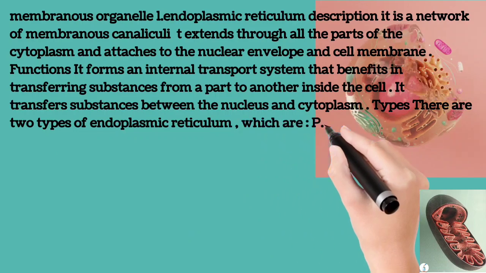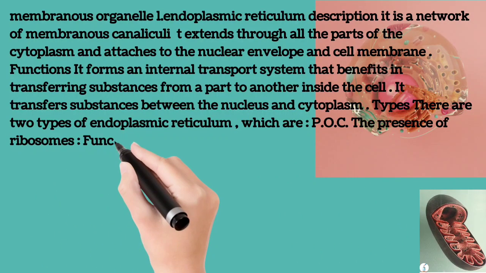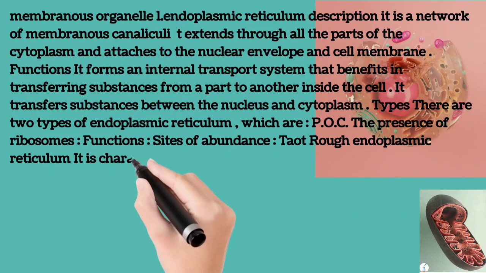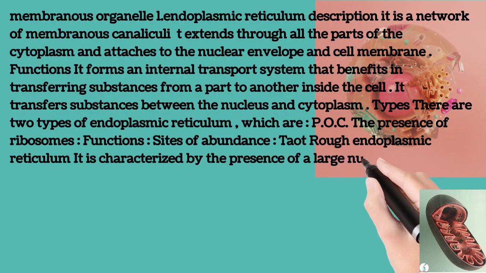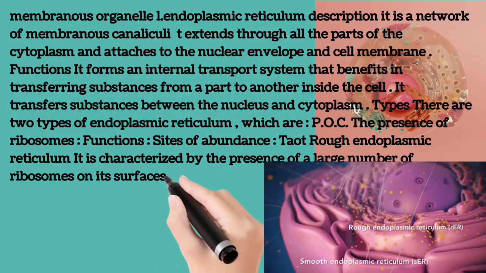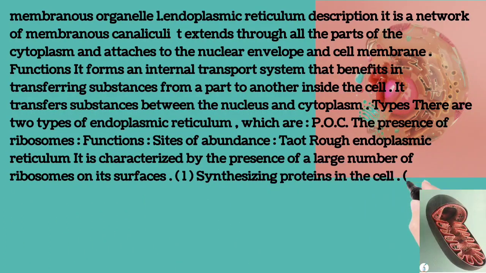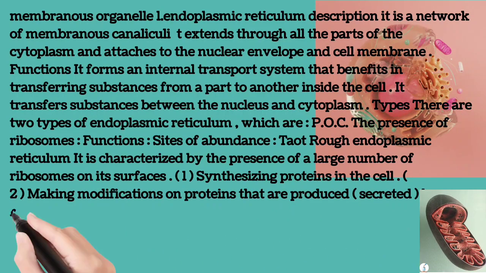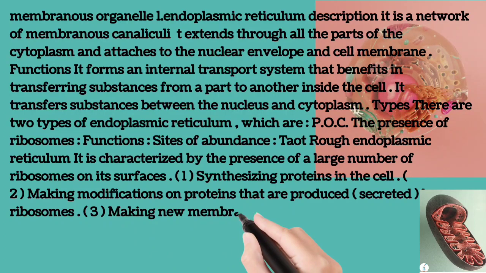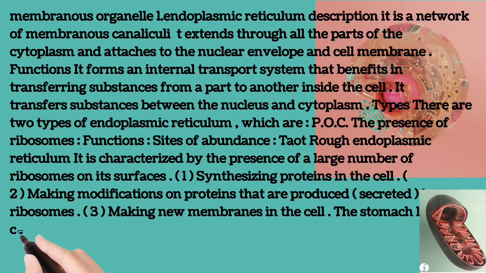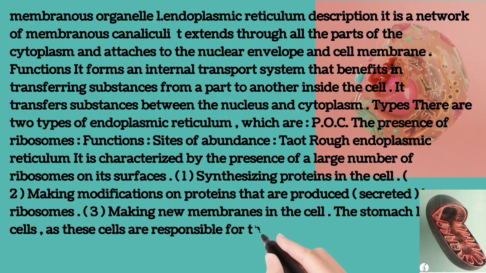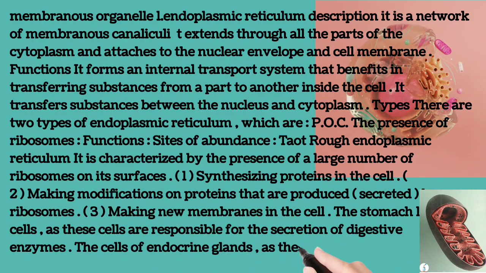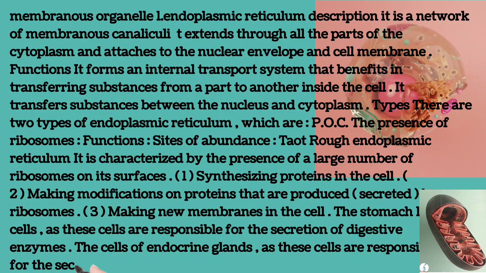Types: there are 2 types of endoplasmic reticulum, which differ in the presence of ribosomes. Rough endoplasmic reticulum is characterized by the presence of a large number of ribosomes on its surfaces. Functions: 1. Synthesizing proteins in the cell. 2. Making modifications on proteins that are produced and secreted by ribosomes. 3. Making new membranes in the cell.